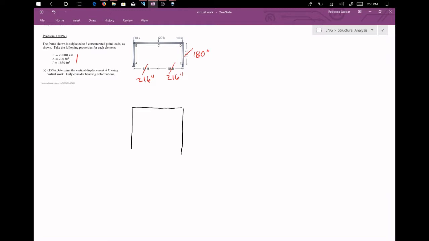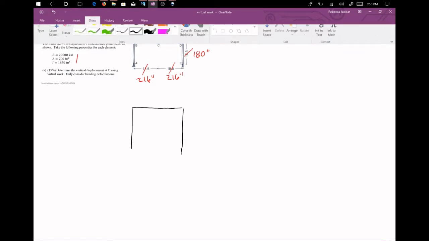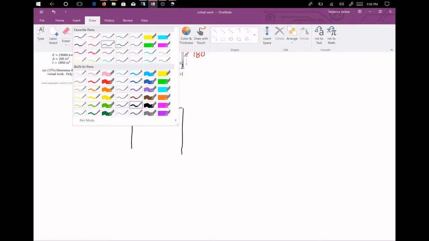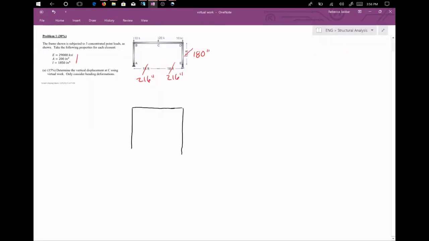All right, so let's look at our first member here, AB, this guy. We'll see that we have no internal moment, meaning that our moment diagram will just be a straight line showing 0. And then that will be the same for over here. We could just go ahead and do the same thing. Say that is 0.